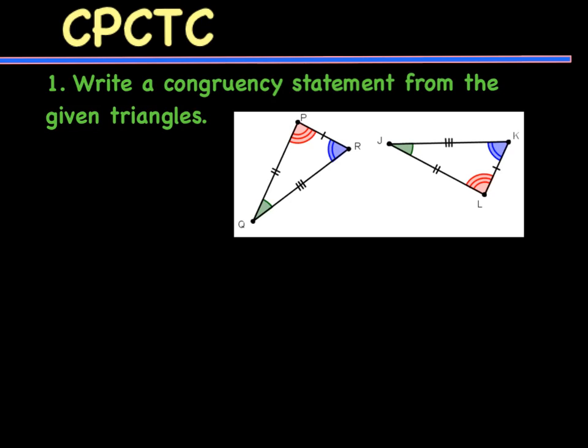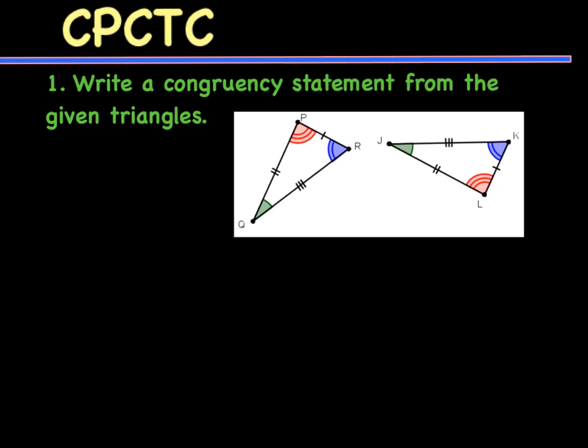Okay, so go ahead and go to the middle of your book. We're going to take some notes, or we're going to do some problems here. It says, write a congruency statement from the given triangles. Just looking at these, we have to look at where everything's marked, and we have to come up with our own congruency statement. I would say the easiest way is just to look at the angles.